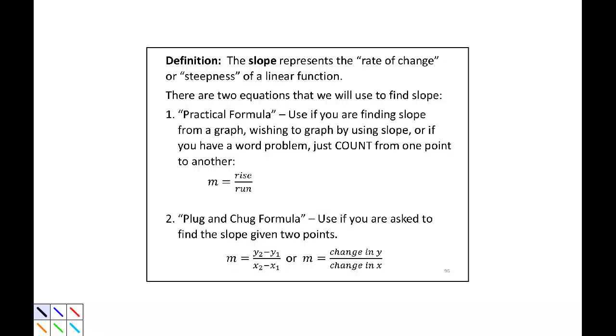We are now going to define slope and give some examples. So the definition of slope is that it represents the rate of change, or the steepness, of a linear function. And there are two equations that we will use to find slope.